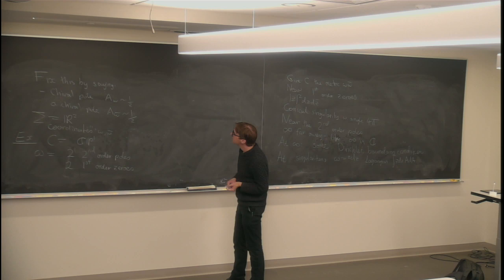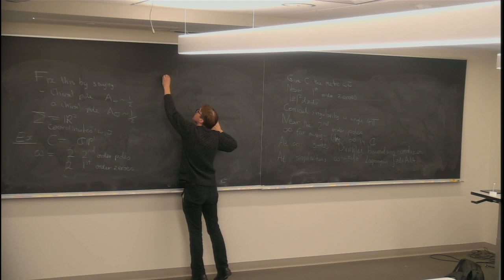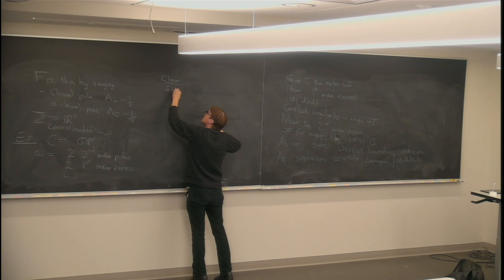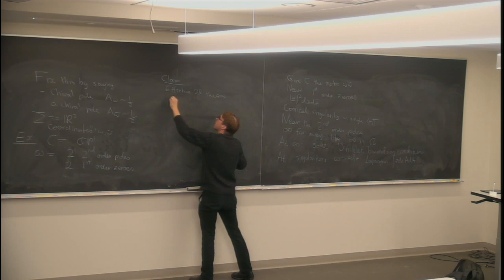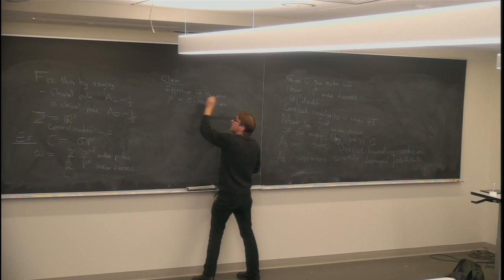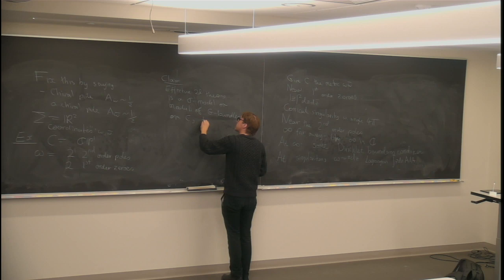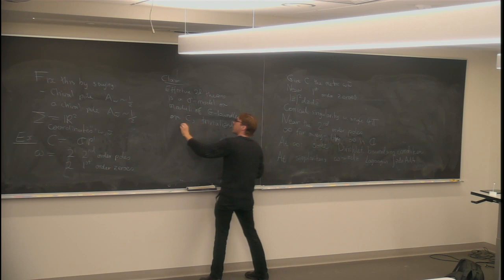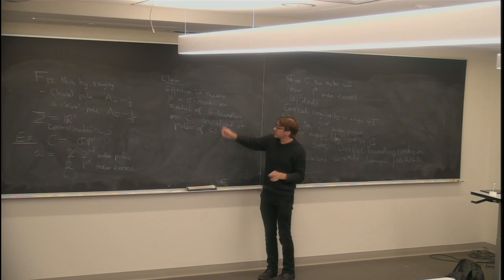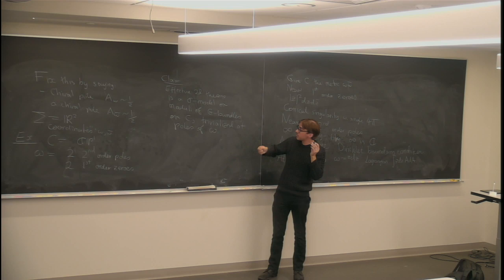So the claim is that the effective 2D theory is a sigma model on the moduli of G bundles on C, which are trivialized at the poles of omega. Okay, so in this case, while all G bundles on CP1 are trivial, I'm going to trivialize them at 2 points, and I have an overall G symmetry, so I'm left with G.